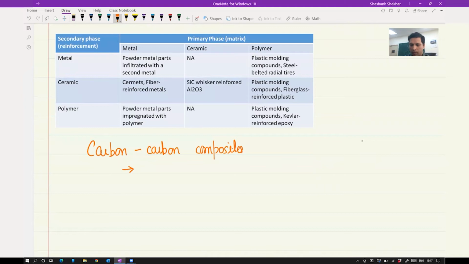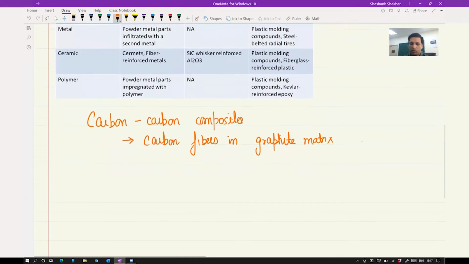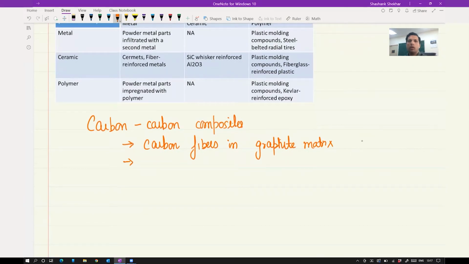So an example would be carbon fibers in a graphite matrix. And these are one of the highest strength materials, which are used in some very difficult applications like brakes for aeroplanes and so on, used in the noses of the wings of the airplane.